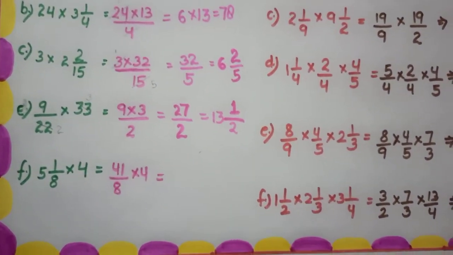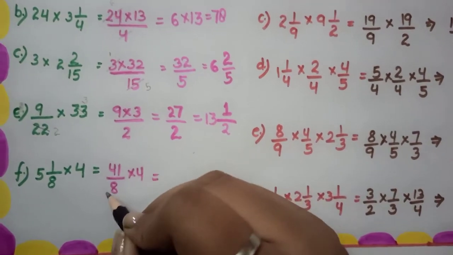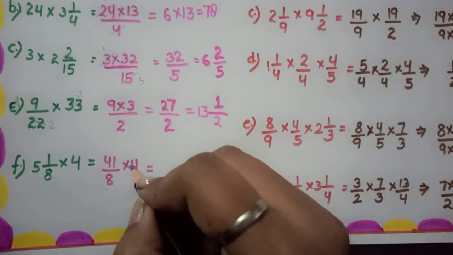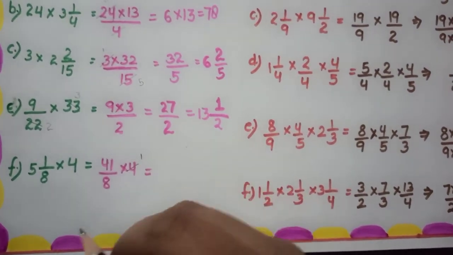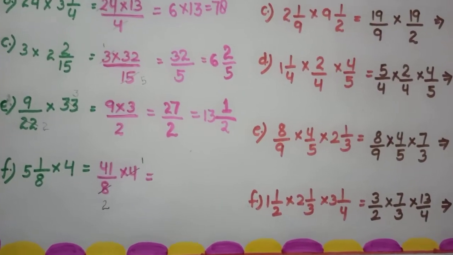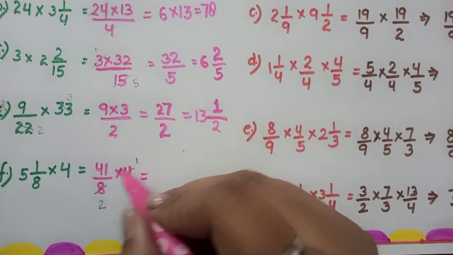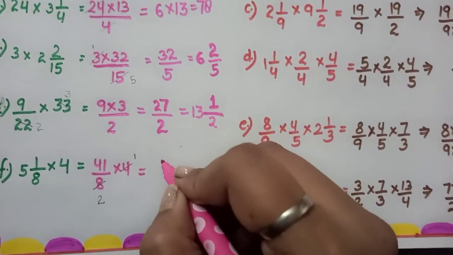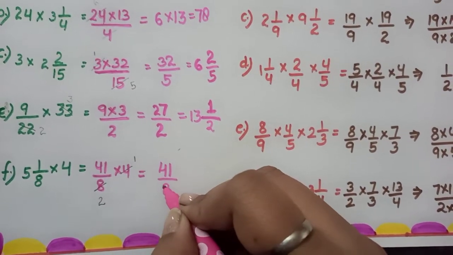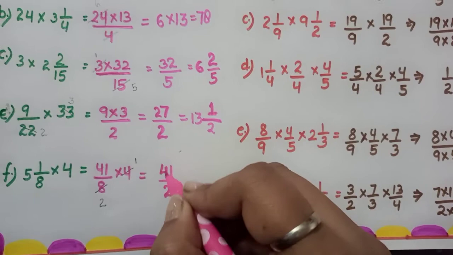Now again we need to check whether we can divide any numerator and denominator. Yes, we can divide. 4 1s are 4, 4 2s are 8 and it's done. Now see, 41 multiplied by 1 will give us 41 and in the denominator we have only 2.